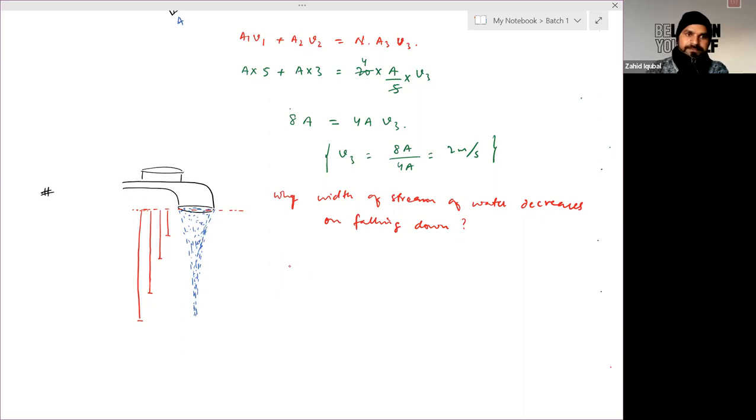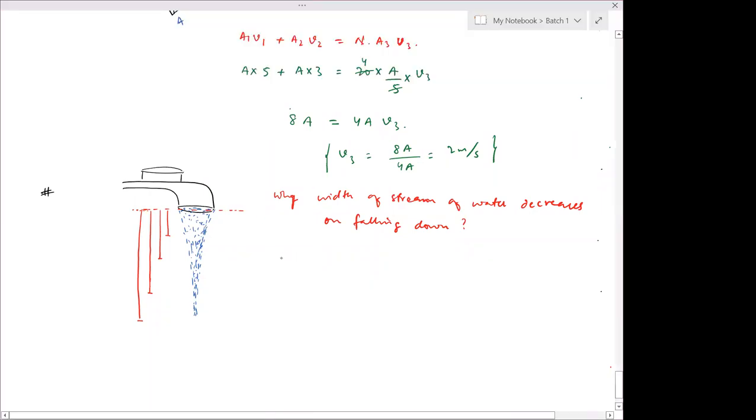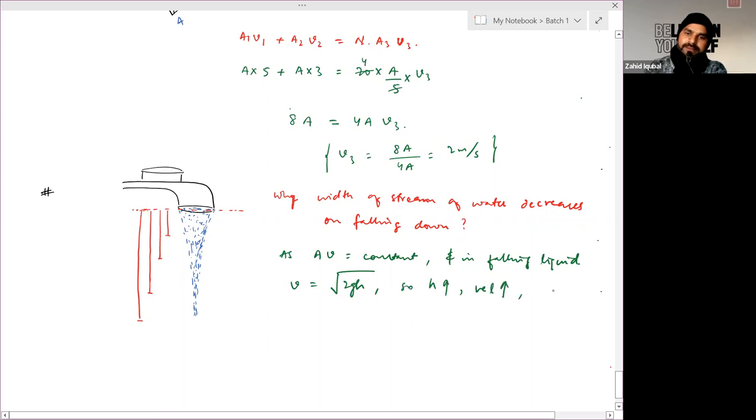Is it clear? Yes, sir. So you'll say as area of cross section times velocity will be constant, and in falling liquid, velocity is equals to root under 2gh. So height increases, velocity of liquid increases, hence area of cross section decreases.